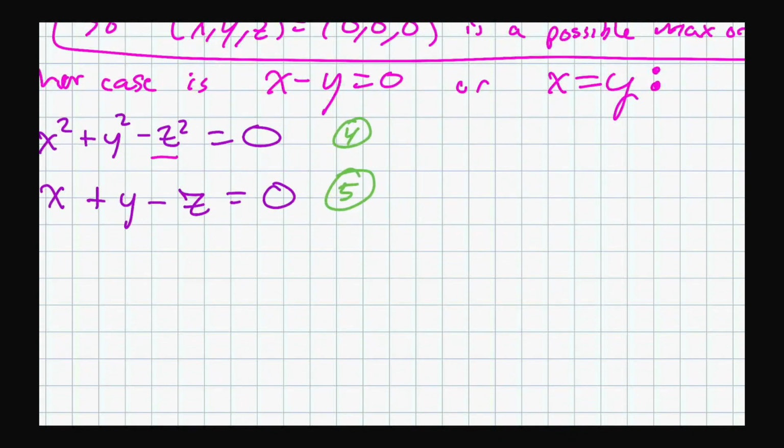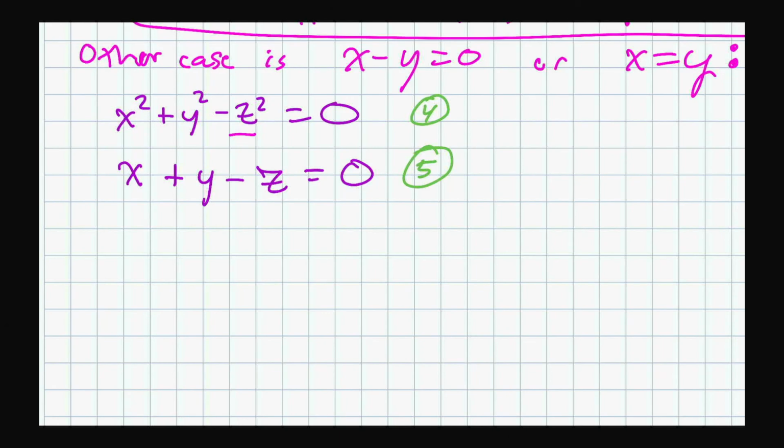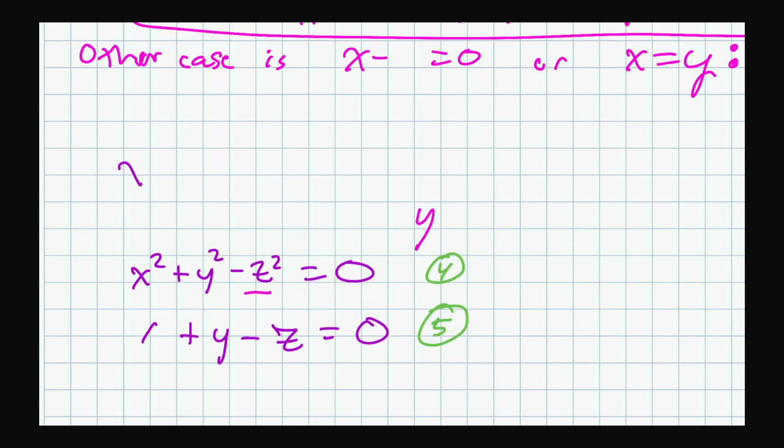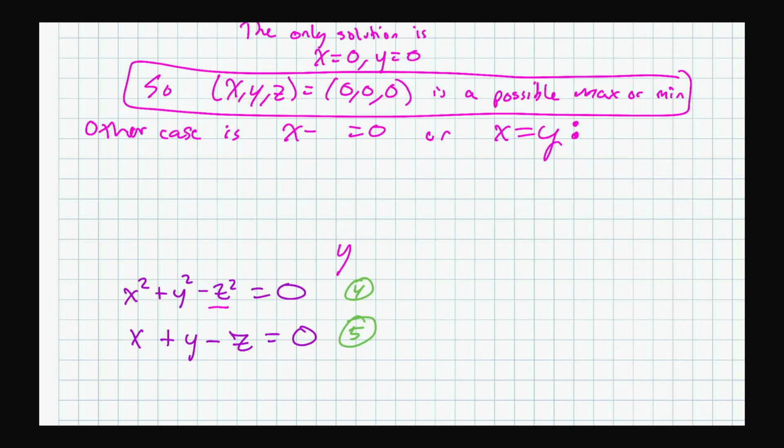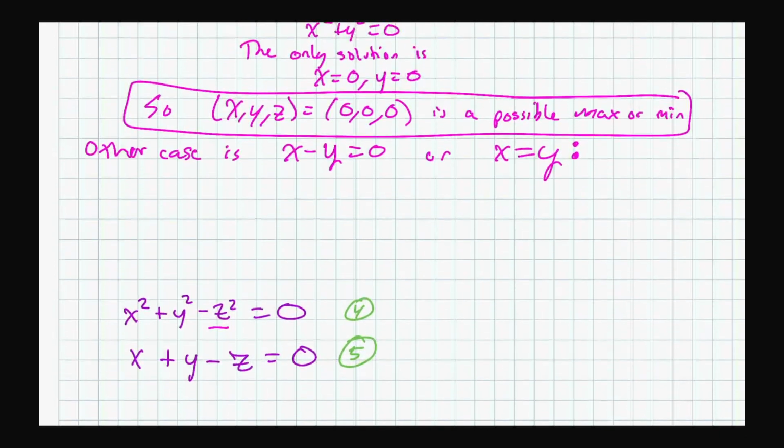So let me just write those down. We'll move them out of the way. I lost part of it. Okay. Oh, also this. Okay, so x minus y. All right, so let's plug into 4 and 5.